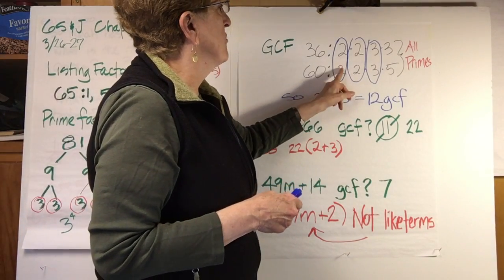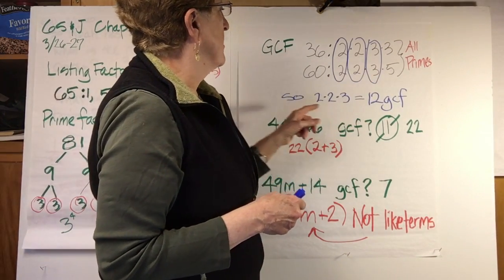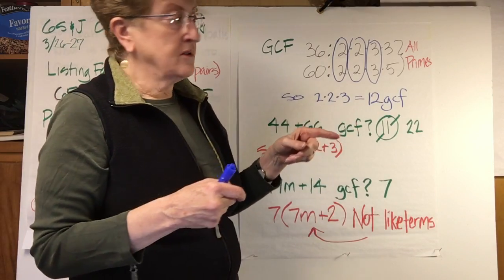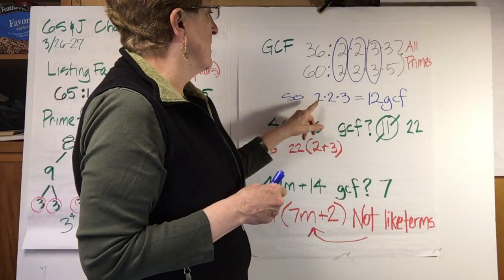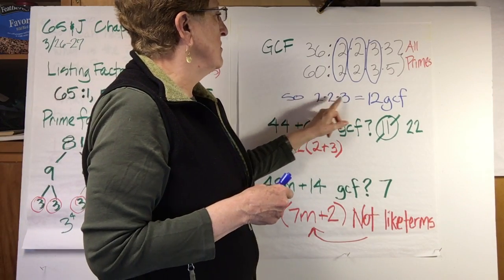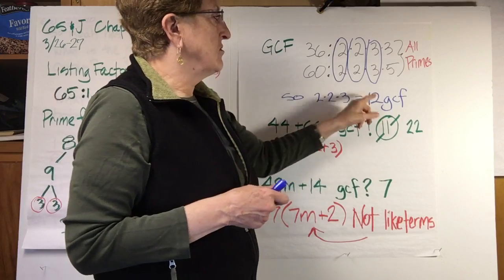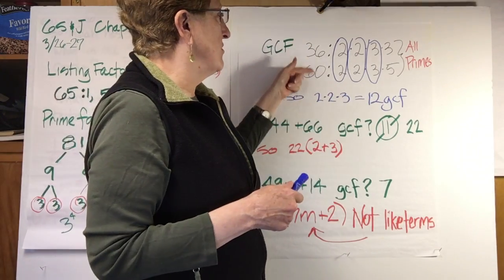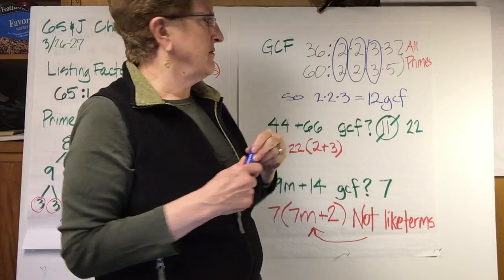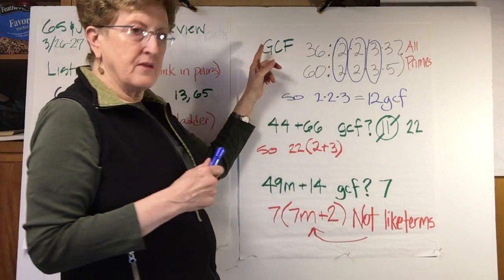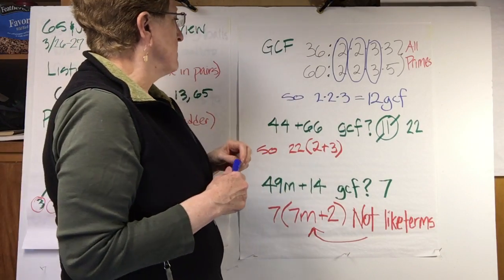Now I have 3 pairs. So I can take those 3 pairs and use them to find the GCF. 2 times 2 times 3 is 12. So the GCF of these two numbers is 12. GCF meaning greatest common factor.